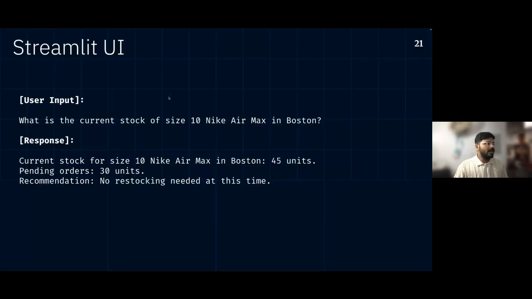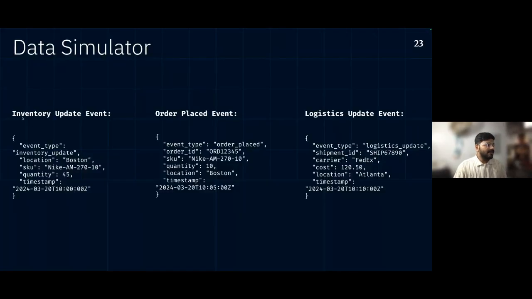The data would look something like this. The inventory events have the event type and the location, all that information like quantity, and the timestamp of when the event happened. The order event has information about the order that is coming from the user. Logistics is the information about whether a product is on its way, where its location is, the cost of it, those kinds of information. So using these 3 events, we could provide a better response to an inventory management system.